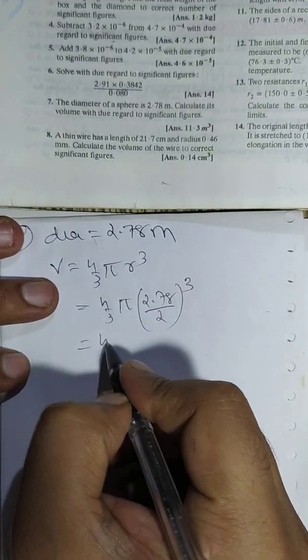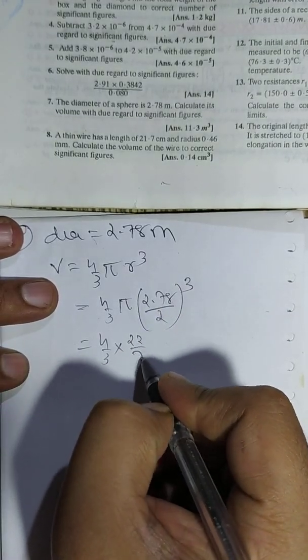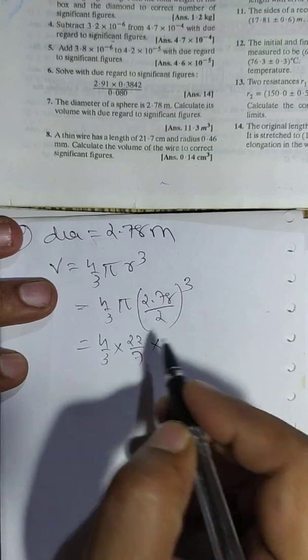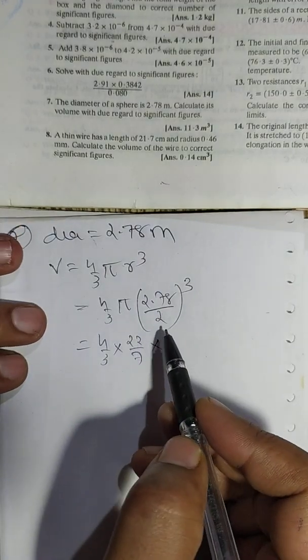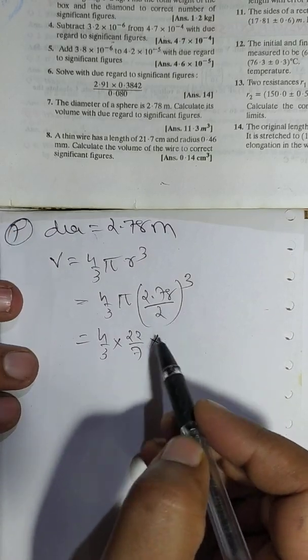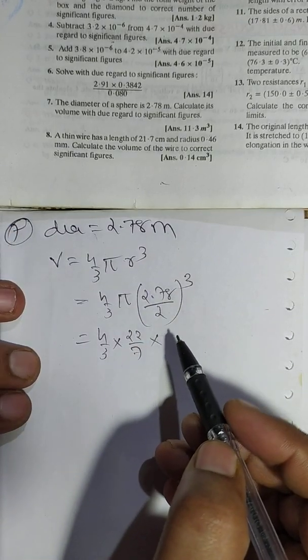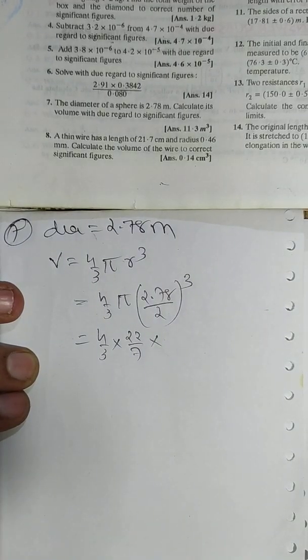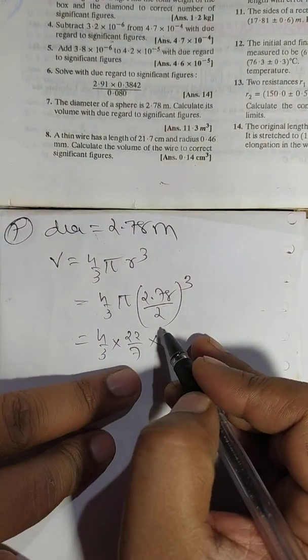Let us try to simplify this. 4 by 3, 22 by 7, or you can take 3.14. You can use a calculator if you are not in the CBSE board. If you are in the CBSE board, then you can use the round off technique. I'll use a round off technique. So let us see how we can do it using a round off.